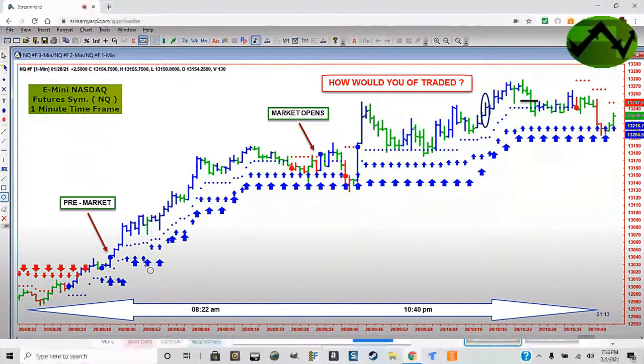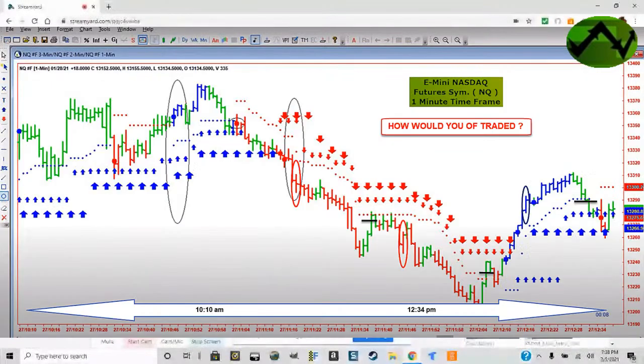Okay, let's look at the other one. I'll put a timeline down here so you get an idea of the timeline that we're looking at here.